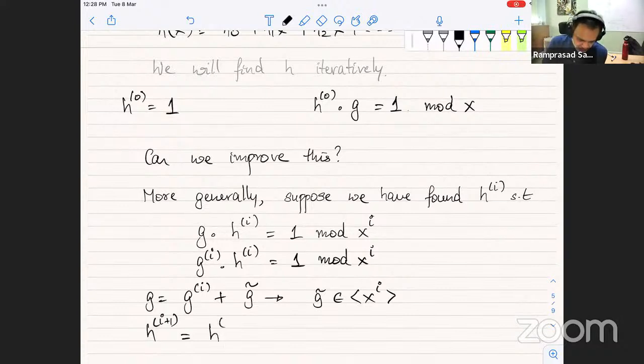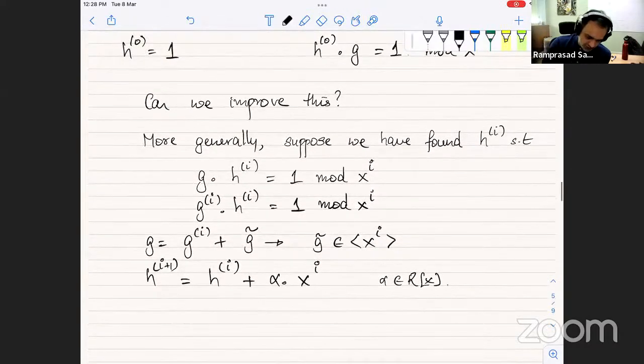So I already have a solution hi. I'm just going to add some alpha times x power I, and I'm trying to figure out what sort of alpha I can put here such that my solution improves. I'm thinking of alpha as also some polynomial in R of x. We're trying to find the suitable alpha that works. So let's suppose this was my better approximation. Let's multiply it with g and see what we end up getting.